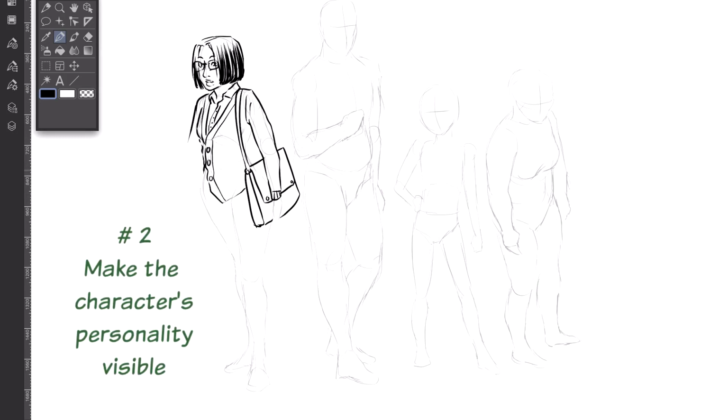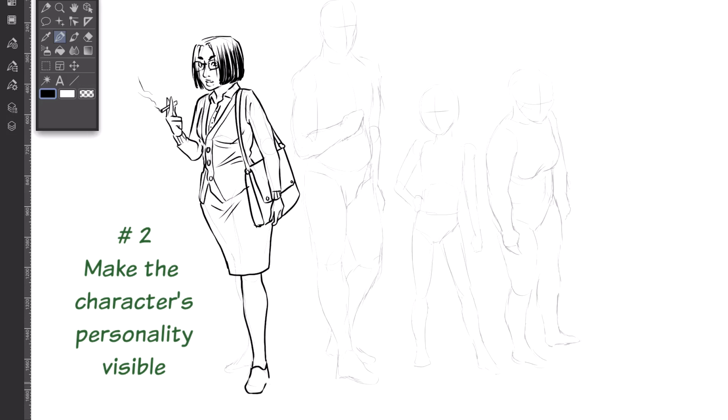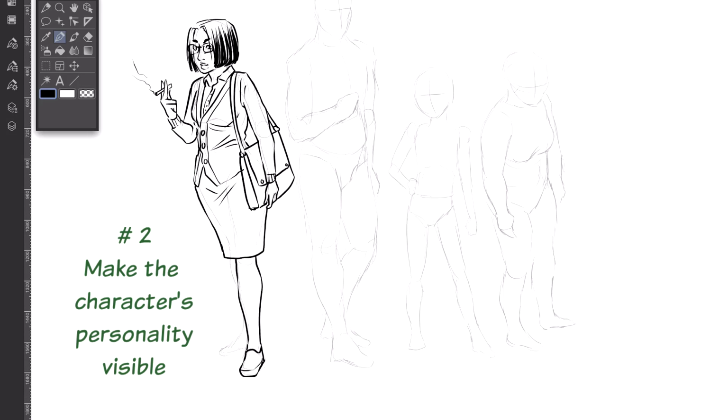So my second tip is to make the character's personality visible by just looking at the picture. Why, you might ask? This makes the reader engaged or interested in the character. It also reminds the reader of someone they know, so they can identify, oh, this character is like my mother, or this character is like my friend. It's also a great way for you to get inspired when you're actually going to write the story.